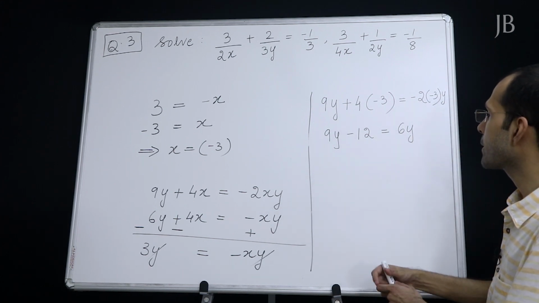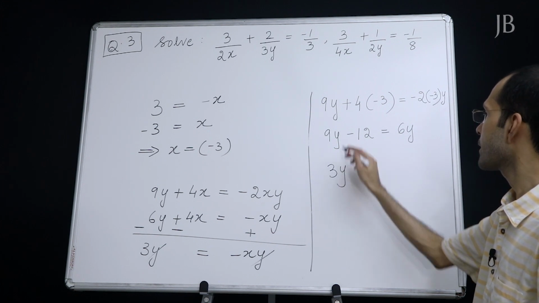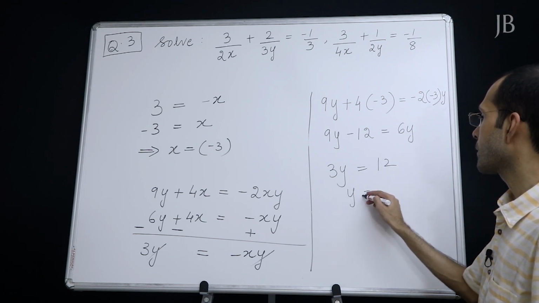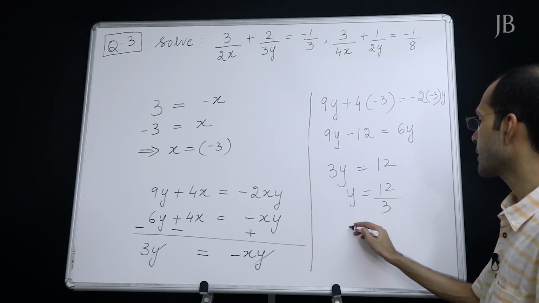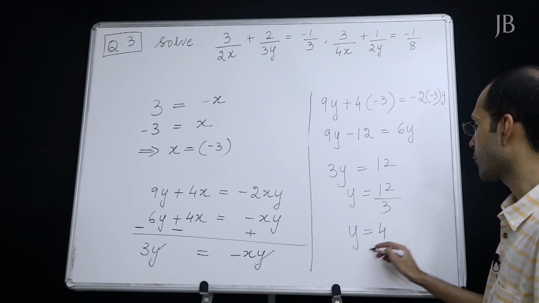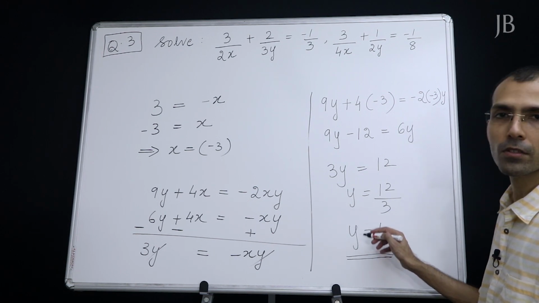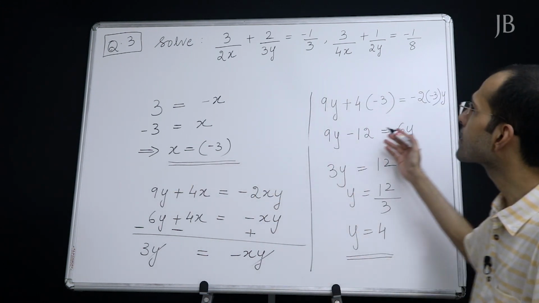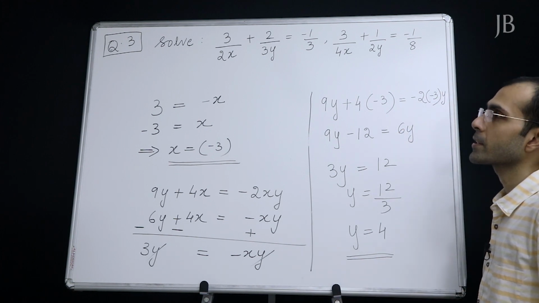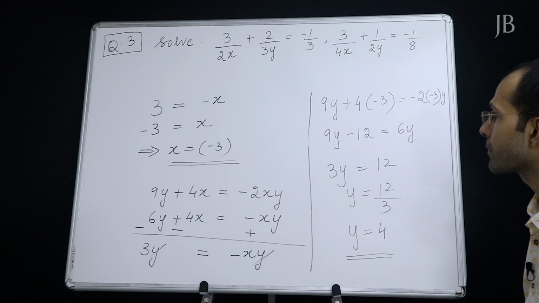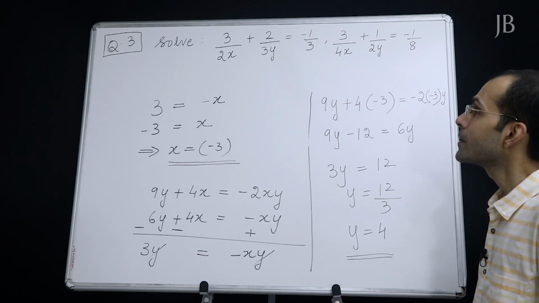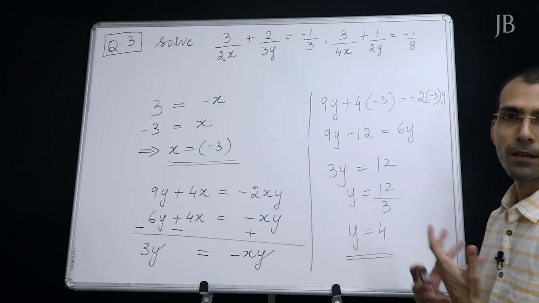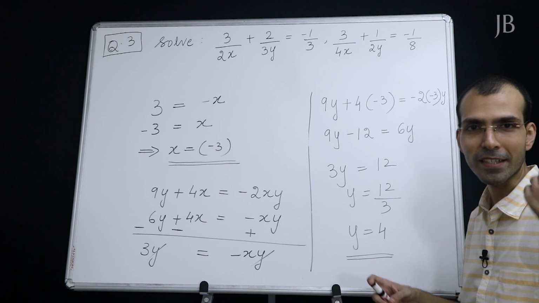Easy, 6y you get it here, all the y terms, this will become 3y, 9y minus 6y, that is 3y equals 12, y will be 12 divided by 3, so y is 4. So we have easily found out the value of y and we have found out the value of x. And this completes question number 3, which just appears to be difficult, but it was fairly manageable. Okay, so this completes 3 good questions based on numericals of simultaneous equations, the deeper ones.